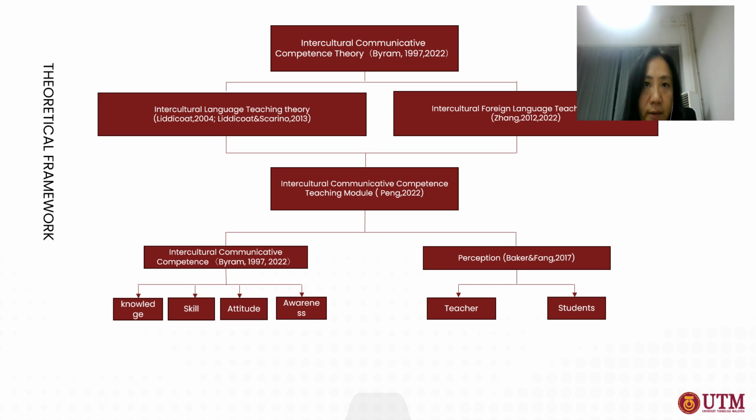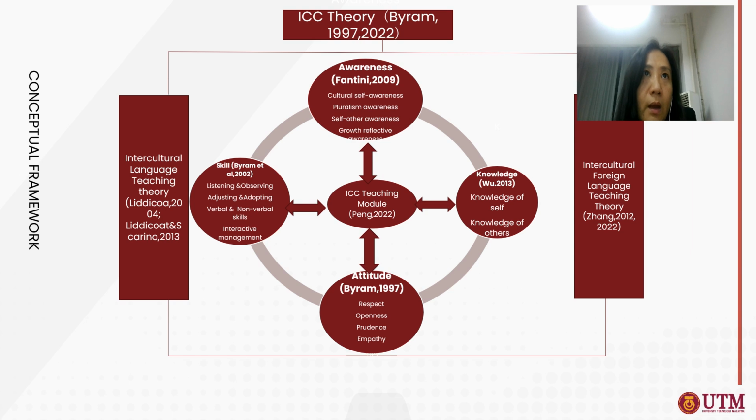There are 4 main theories as the foundation of the theoretical framework: intercultural communicative competence theory, intercultural language teaching theory, intercultural foreign language teaching theory, intercultural communicative competence teaching module. From the theoretical framework, I developed the conceptual framework. There are 4 components in the ICC teaching module: the cultivation of awareness, skills, attitude, knowledge. Hopefully, this teaching module will enhance Chinese students' ICC.